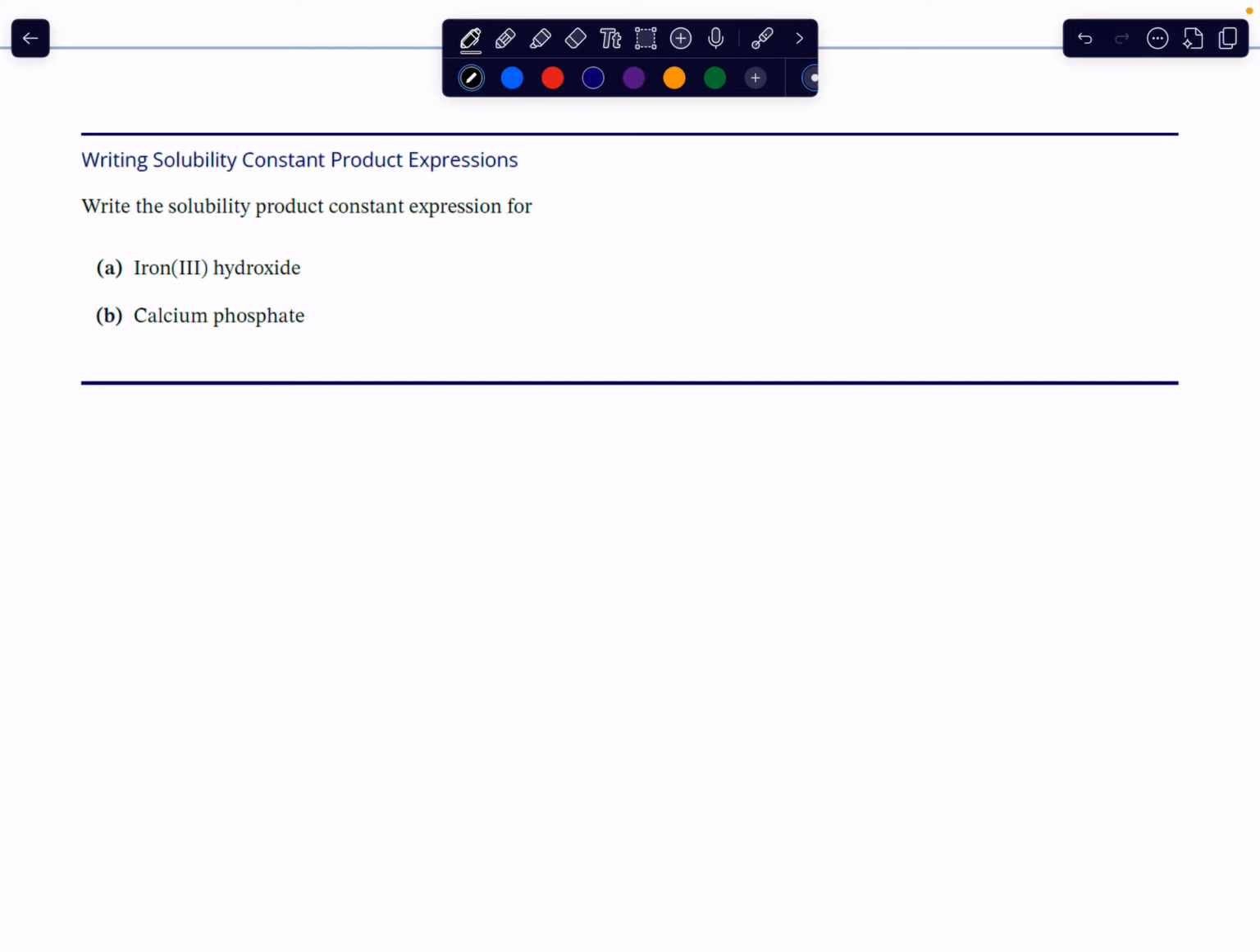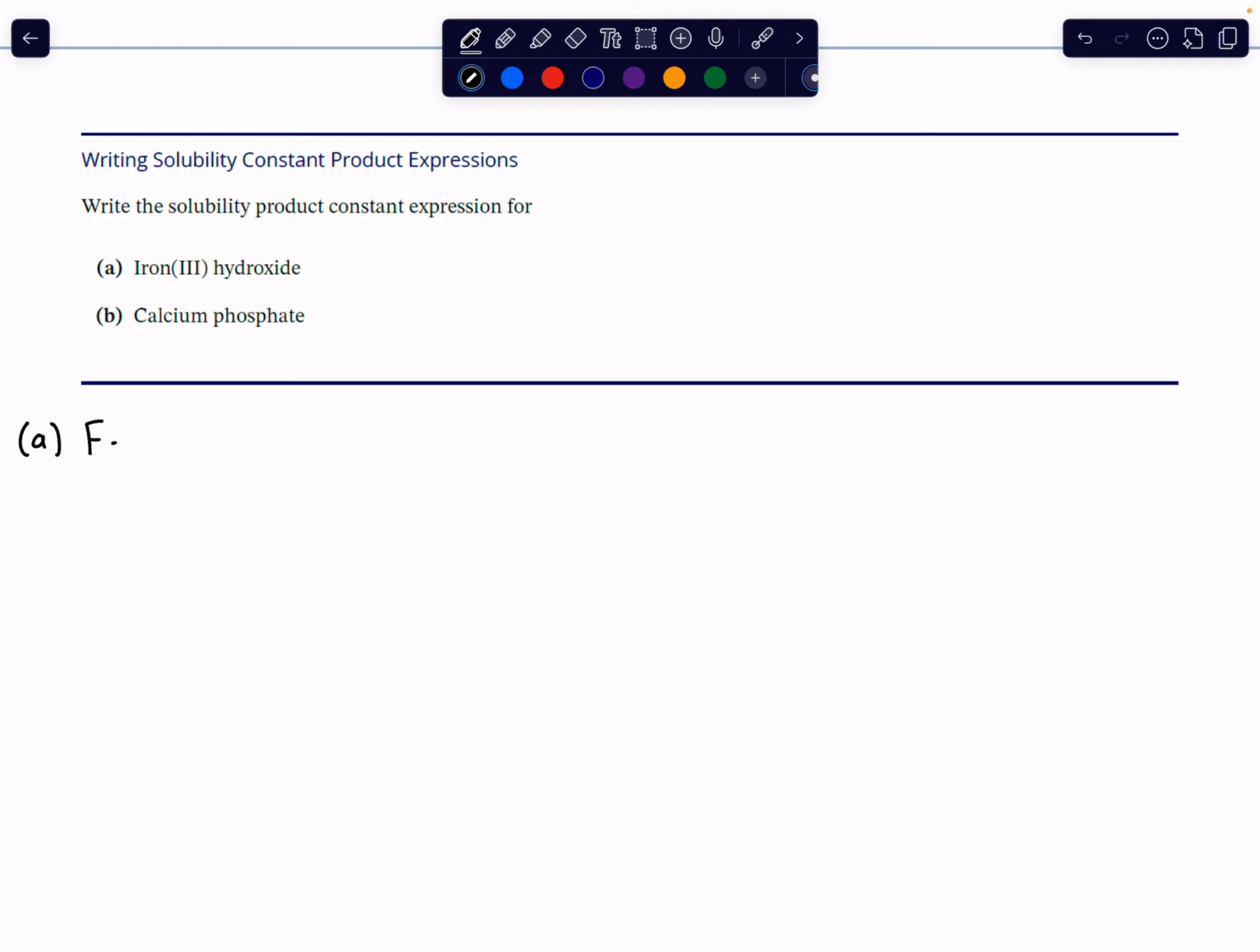Hello everyone, so in this video I want to look at how we write solubility constant product expressions. Remember, solubility products are of course those of so-called precipitates and how they go into solution. So we're asked to write the solubility product constant expression for two salts, the first being iron 3 hydroxide.